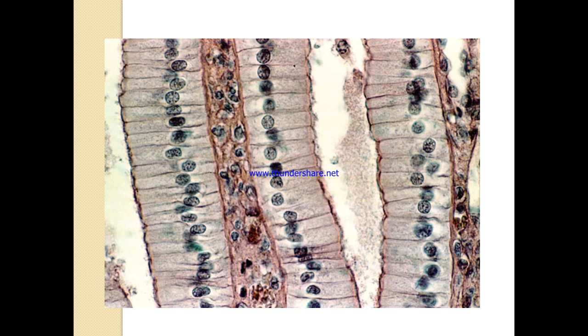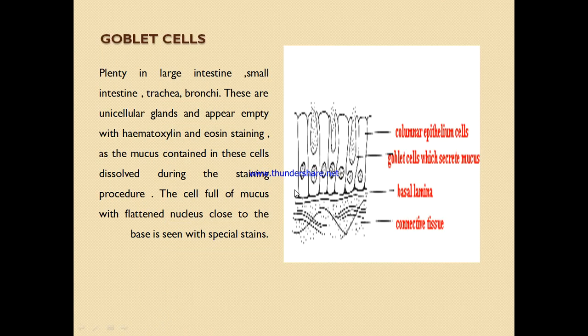This is simple columnar epithelium. Cells taller than wide and the nucleus close to the base. One layer of cells. Now we talk about the goblet cell.